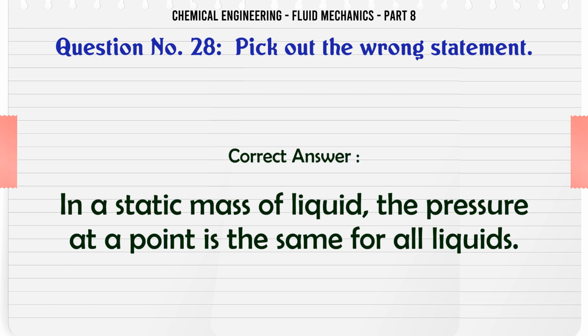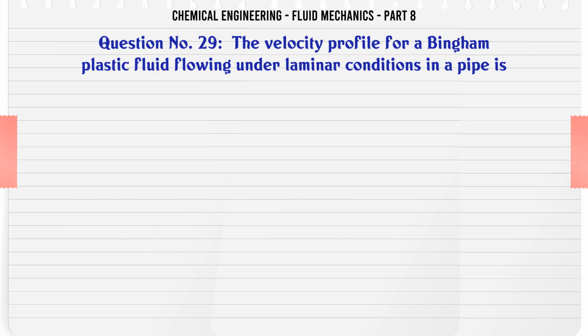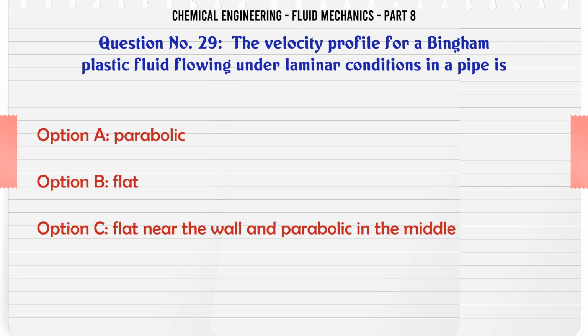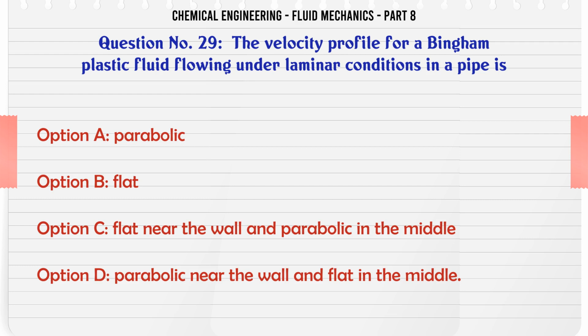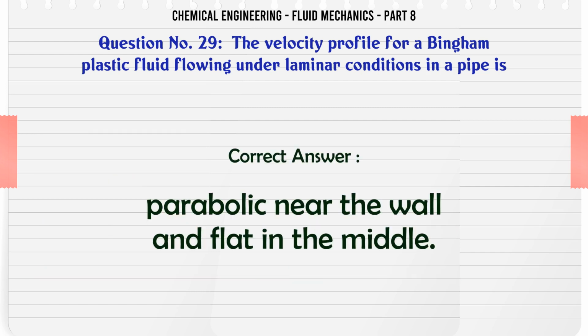The velocity profile for a Bingham plastic fluid flowing under laminar conditions in a pipe is A. Parabolic, B. Flat, C. Flat near the wall and parabolic in the middle, D. Parabolic near the wall and flat in the middle. The correct answer is parabolic near the wall and flat in the middle.